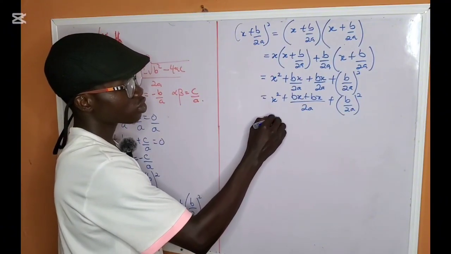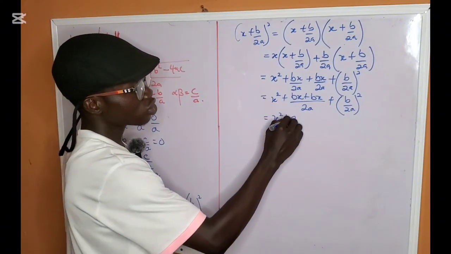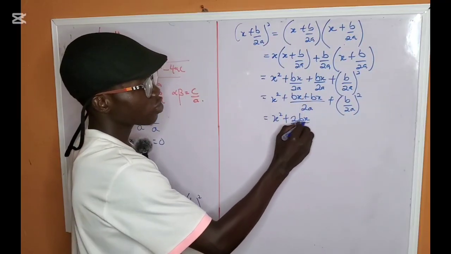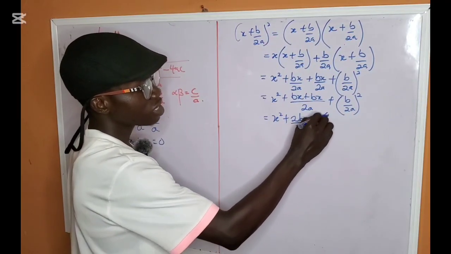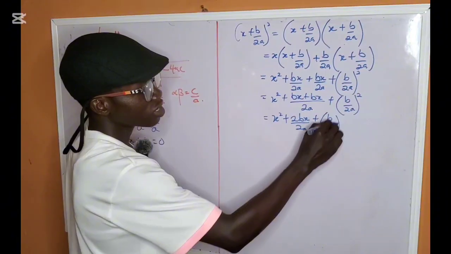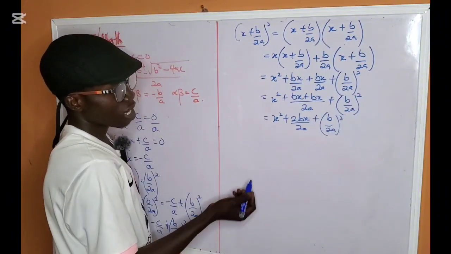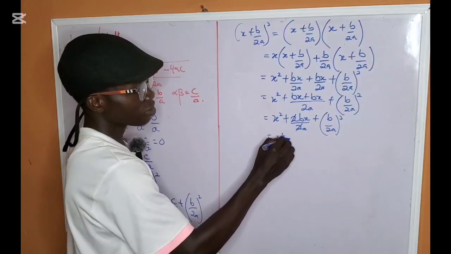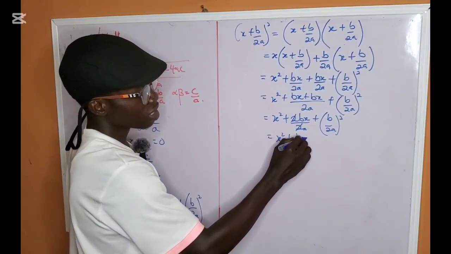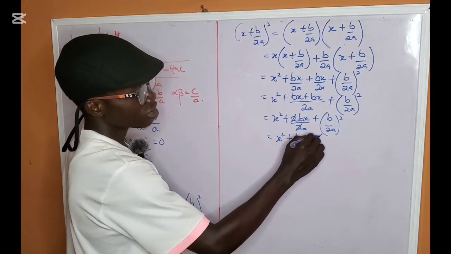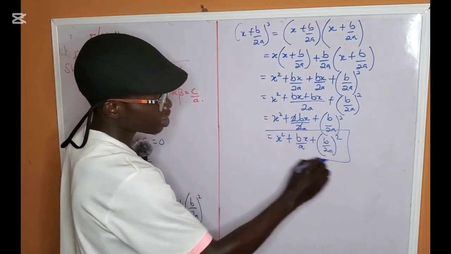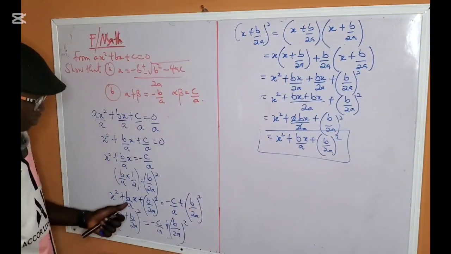So this is going to give me x squared plus bx plus bx is 2bx over 2a, plus b over 2a squared. Now I can simplify. This we cancel this. x squared plus bx over a plus b over 2a squared. So I've gotten what we have here.